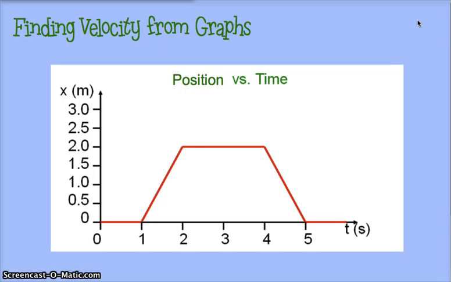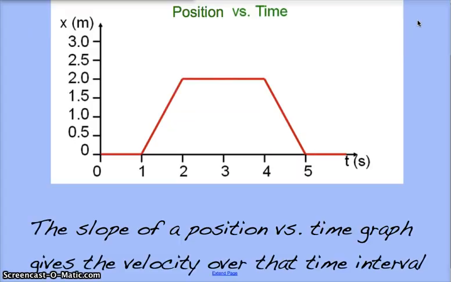Hopefully you answered the slope. The most important thing to learn from this slide is that the slope of a position versus time graph gives the velocity over that time interval. So for example, the slope of our graph between 1 second and 2 seconds would give us the velocity of that object creating this graph between 1 and 2 seconds.